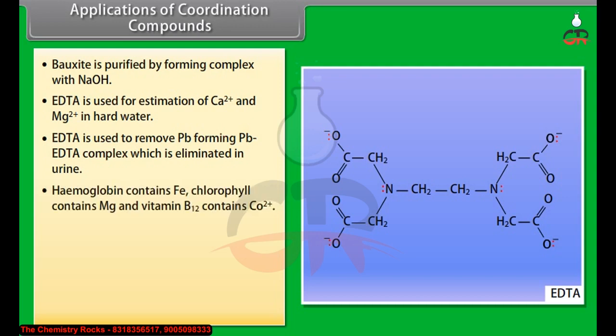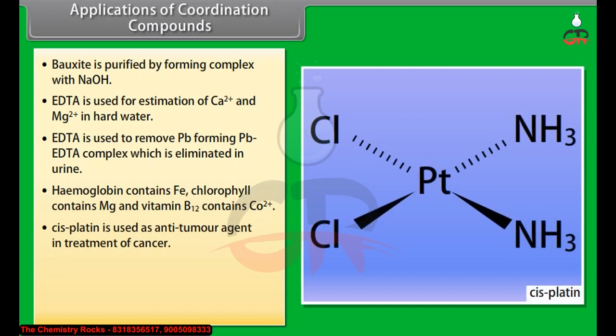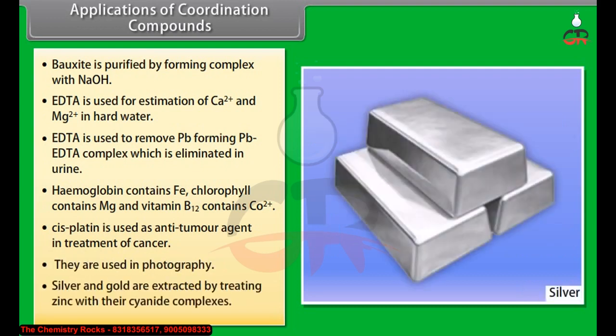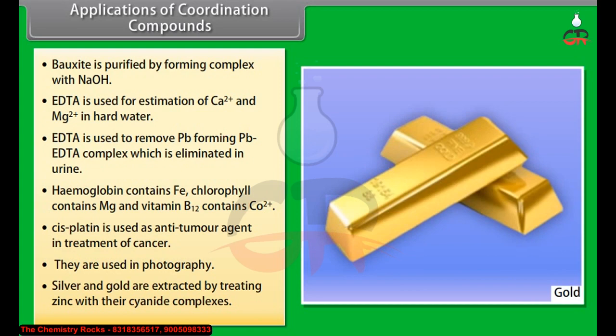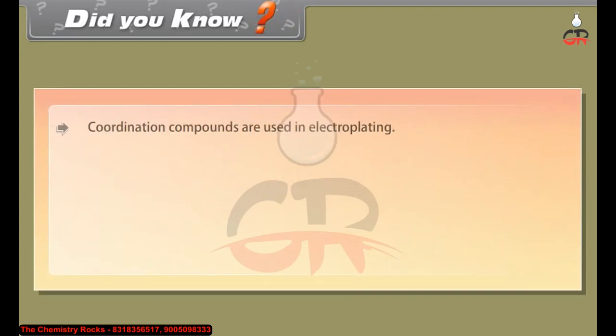Hemoglobin contains Fe, chlorophyll contains Mg, and vitamin B12 contains Co2+. Cisplatin is used as an anti-tumor agent in treatment of cancer. They are used in photography. Silver and gold are extracted by treating their cyanide complexes with zinc. Did you know? Coordination compounds are used in electroplating.